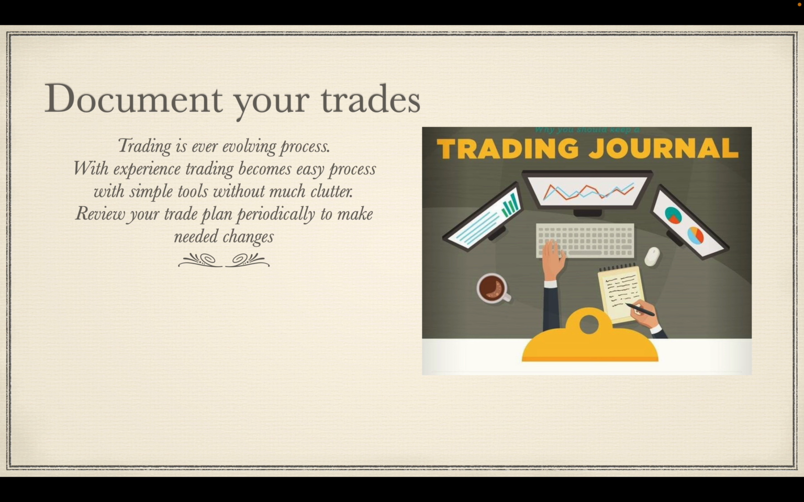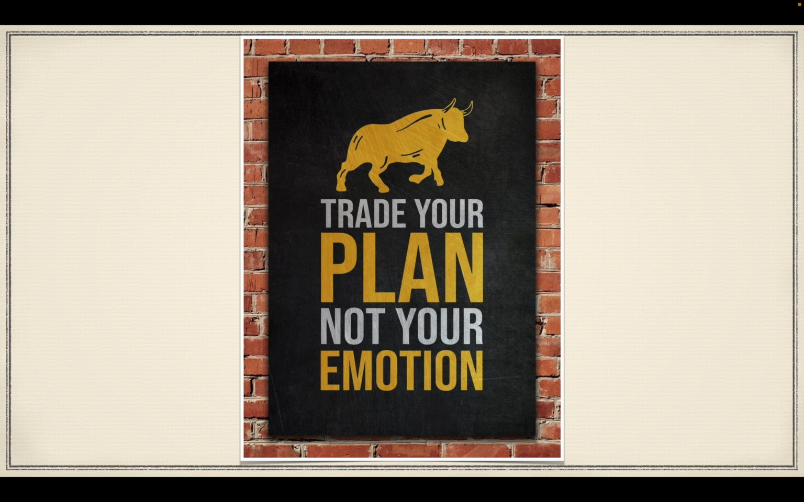See, trading is an ever evolving process. With experience, trading becomes an easy process with simple tools and without much clutter. What you have to do is review your trade plan periodically to make needed changes. So, even if you ask me today, is my trade plan ready? Yes. But is it foolproof? It is ever evolving. Finally, trade your plan and not your emotions. You have to not get biased. You have to follow your own plan, own rules, and your own criteria. And please don't go by your emotions. Follow the plan and trade mechanically.